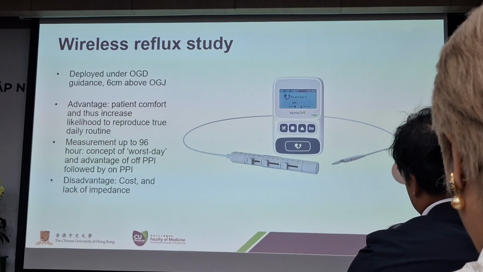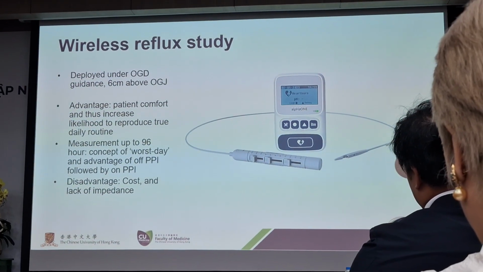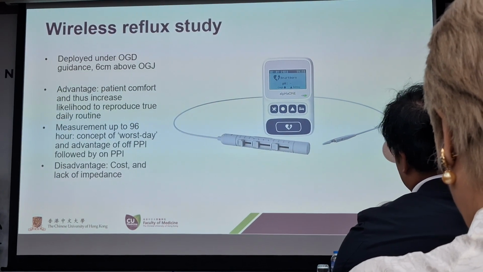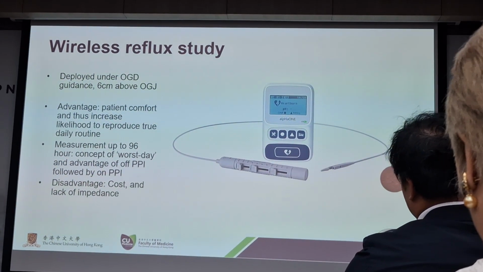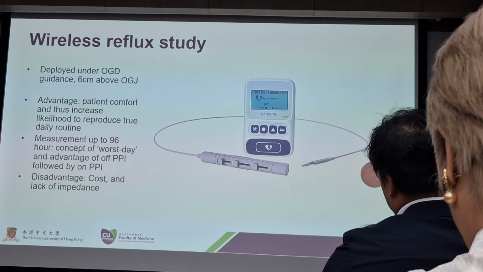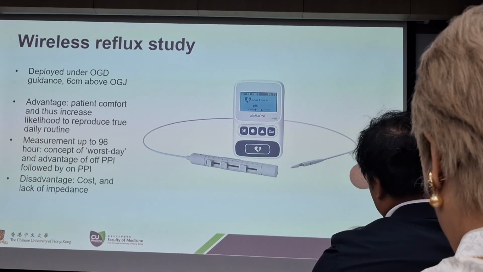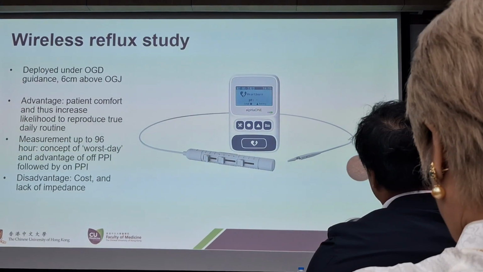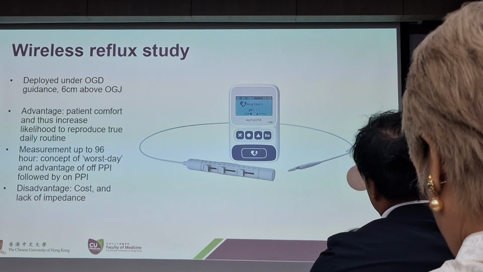So besides catheter-based, now we have some wireless reflux studies. We have several brands. These are deployed mostly during the OGD, and the capsule will be deployed about 6 cm above the OG junction. And the advantage of that is patients do not have a catheter sticking out, so they are more likely to reproduce their usual daily activity and be representative of their usual reflux phenomenon, because as we know, reflux is also very heavily influenced by their living habits and eating and so on.